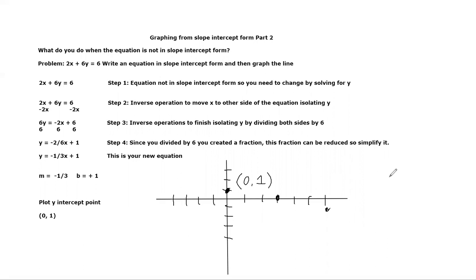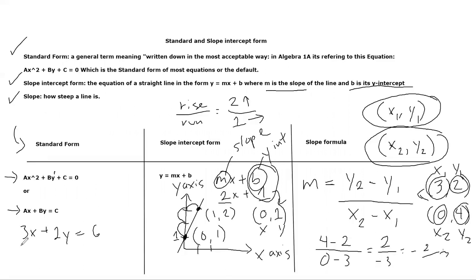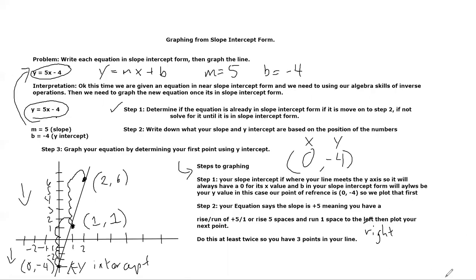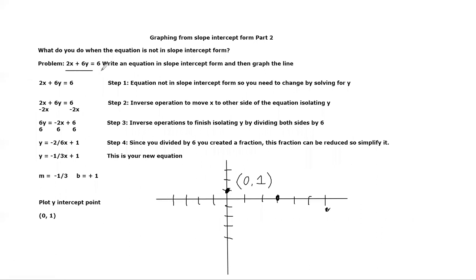Cool. So the problem: 2x plus 6y is equal to 6. Hopefully that reminds you of this first slide right here: Ax plus By equals C, right? Because this problem is the exact same form. 2x plus 6y is equal to 6. Write an equation in slope-intercept form and then graph the line. Well, this is in standard form. We need to convert it into slope-intercept form. How do we do that?